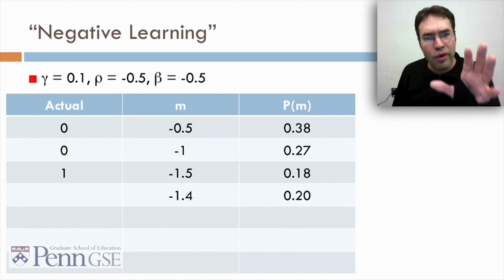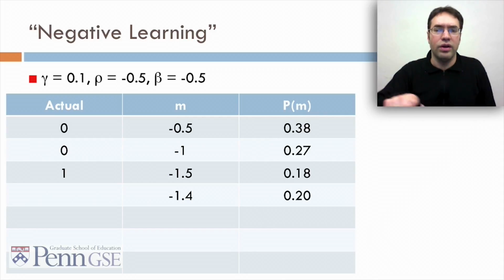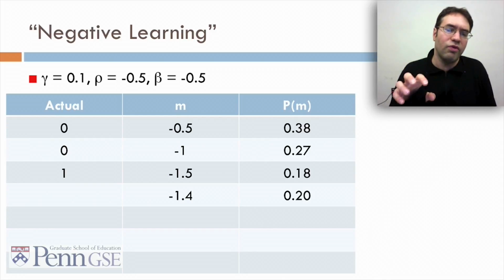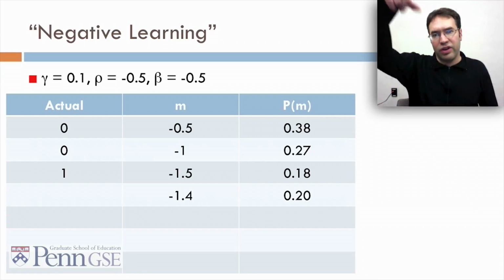Let's say we actually have a rho of negative 0.5. In this case, they have an m of negative 0.5 and a p of 0.38. They get it wrong. Now their m is negative 1, which is associated with a p of m of 0.27. Then they get it wrong again, negative 1.5, p of m of 0.18. Finally, they get it right. It starts to come up again.